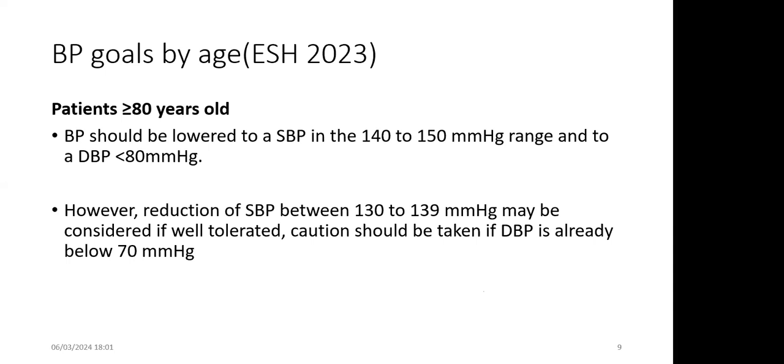And again, we are saying that if we are having a diastolic of less than 70, then we have to treat carefully because we might end up having a hypoperfusion in such a patient. We don't want to treat hypertension and then again end up sending the patient into shock.